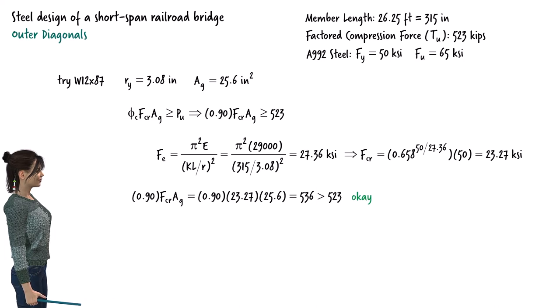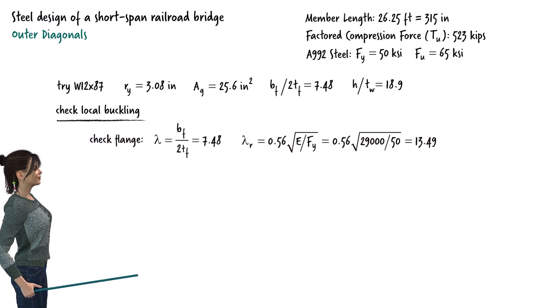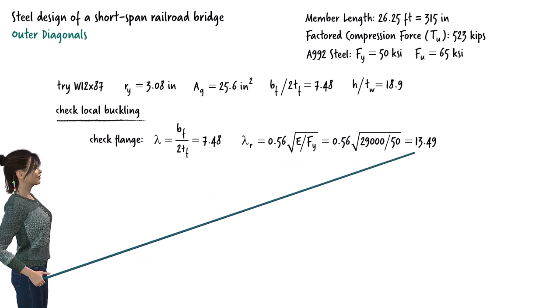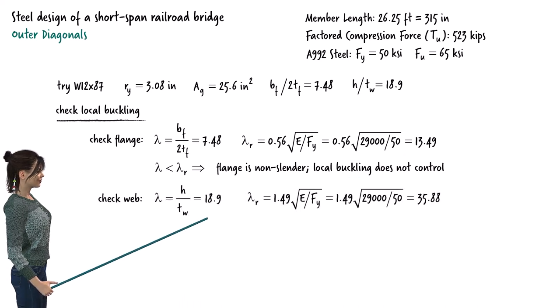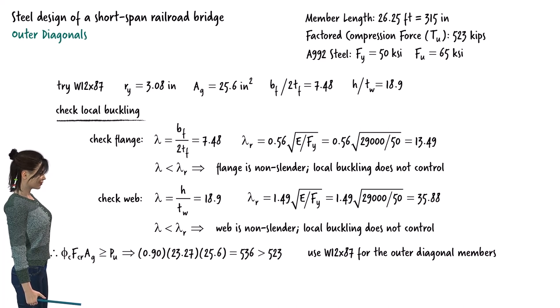Let's see if local buckling could be an issue for this section. For W12/87, lambda for the flange is 7.48. This value is less than the limit value of 13.49. So, local buckling of the flange is not a controlling factor. Lambda for the web is 18.9. Since this value does not exceed the value for lambda r, we know that web buckling is not a controlling factor either. Since local buckling does not control the design, we can conclude that the buckling strength of the member remains at 536 kips, which exceeds the factored compression force. Therefore, W12/87 can be used for the outer diagonal members.